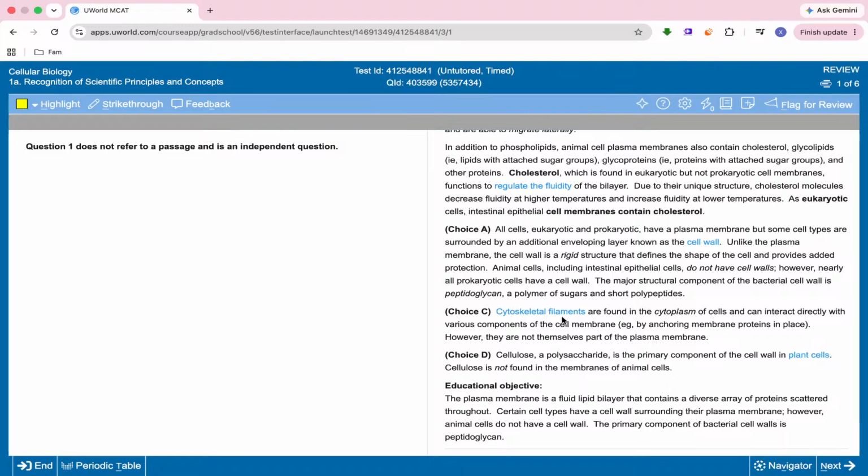Okay. Cytoskeletal filaments are found in the cytoplasm of cells and can interact directly with various components of the cell membrane. However, they are not themselves part of the plasma membrane.